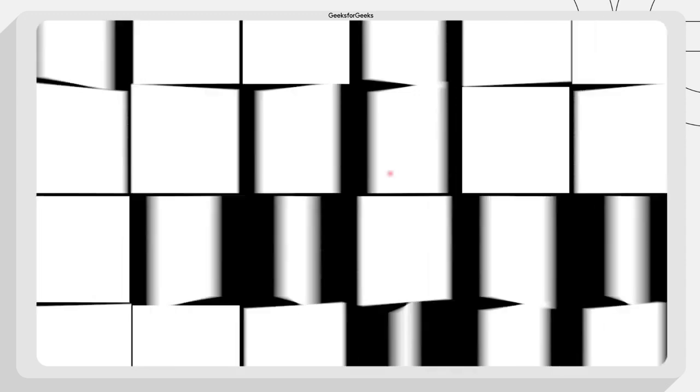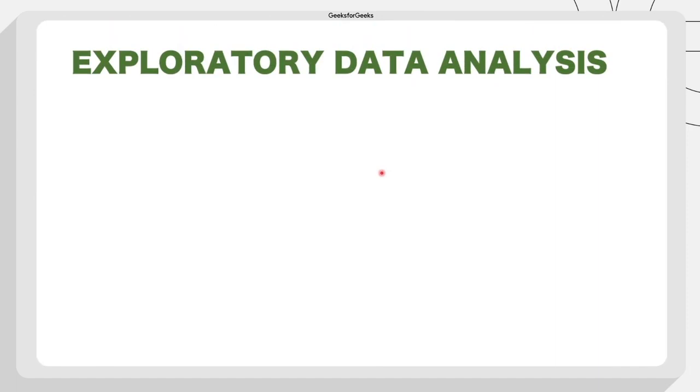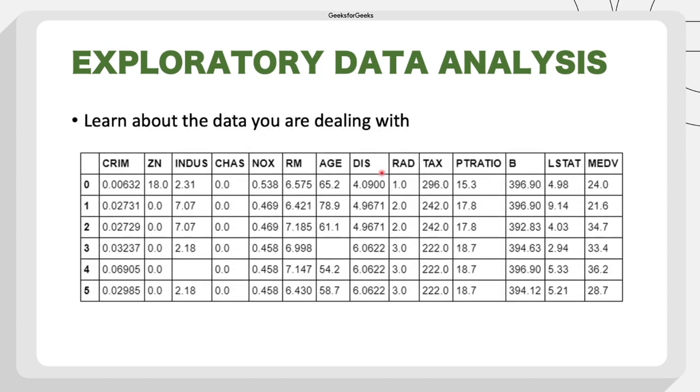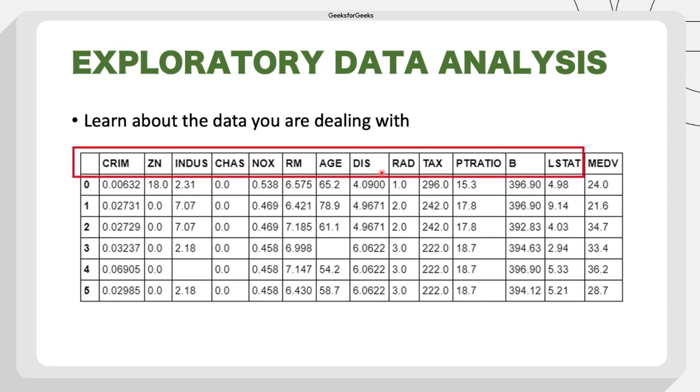Then comes a very important point, that is exploratory data analysis. When we are exploring our data, we first try to learn about the data we are dealing with. As you can see in this data, we are given these inputs, and what we have to predict is the median house value. So when we are doing the data analysis, we first make sure which inputs are really important for us to predict the median house value. And as you can see in this data, we have some missing values over here. So the next step is treating our data.